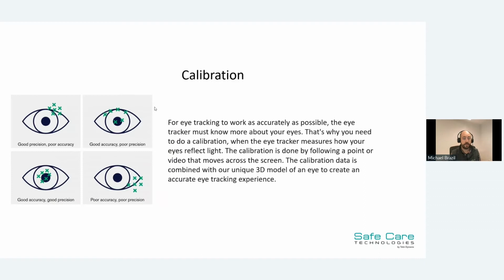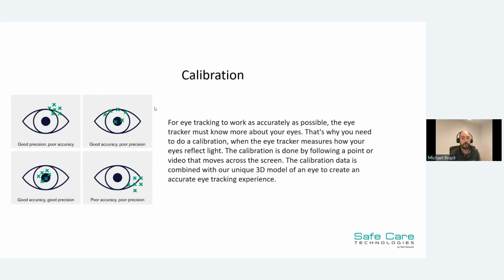The next thing then is your calibration. For the eye tracking to work as accurately as possible, the eye tracker must know whereabouts your eyes are. That's what I was saying a while ago with the track status box. From when we do that, it needs to know where your eyes are, and that's why you need to do the calibration afterwards as well.